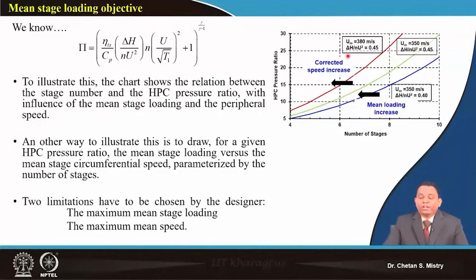Now going a little greedy, if I increase my peripheral speed and my mean loading coefficient, again I will be able to reduce the number of stages required for a particular pressure rise. And this is a global trend that is coming into the picture. And it says we are having limitations with what needs to be the maximum mean loading coefficient and what needs to be my mean peripheral speed.